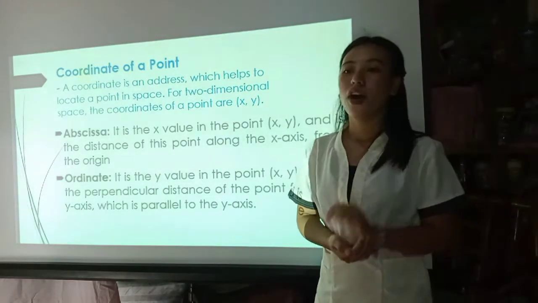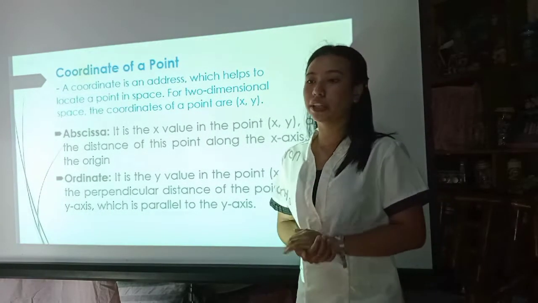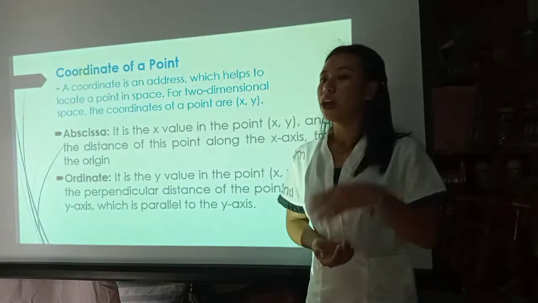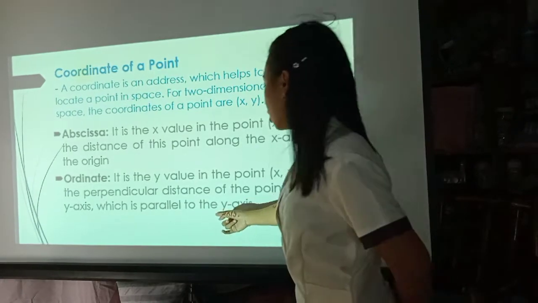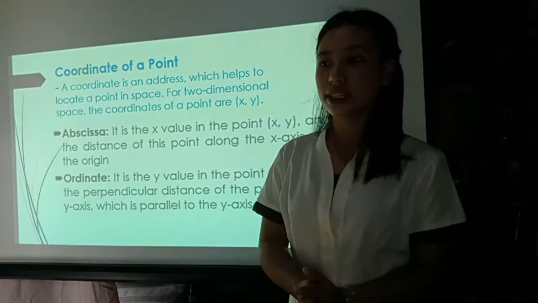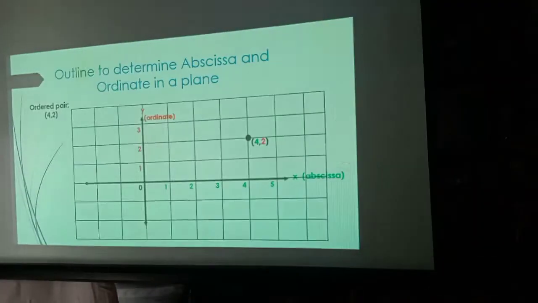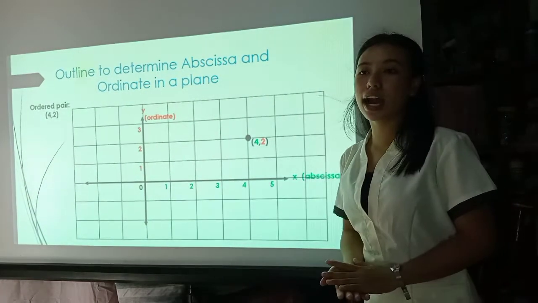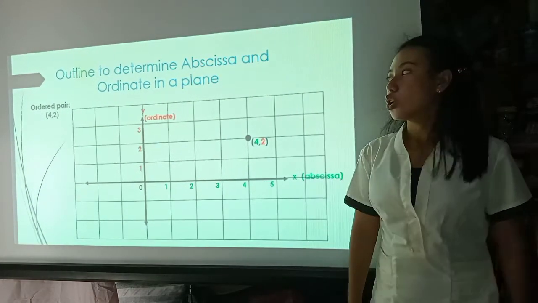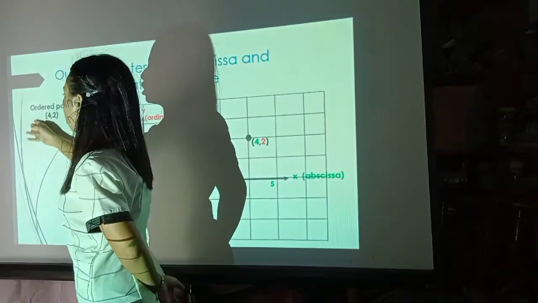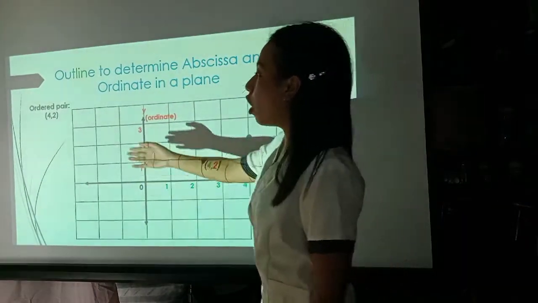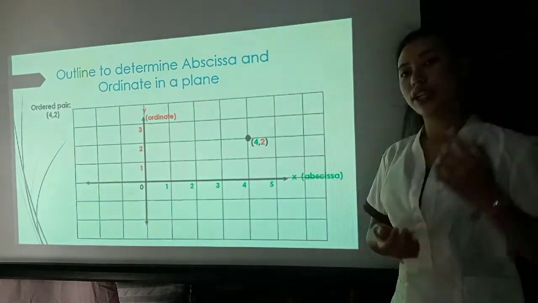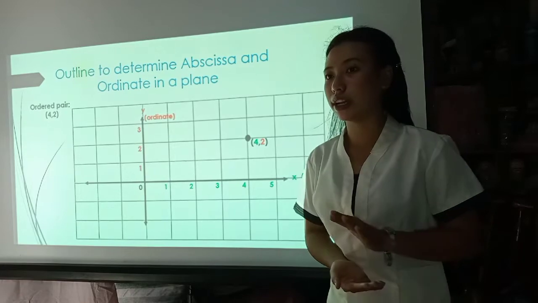Okay, very good. Ordinate is the y value in the point x and y, and is the perpendicular distance of the point from the x-axis, which is parallel to the y-axis. And now, this figure is an outline to determine abscissa and ordinate in a plane. So this is our example ordered pair, 4 and 2, where 4 is the x coordinate and 2 is the y coordinate.